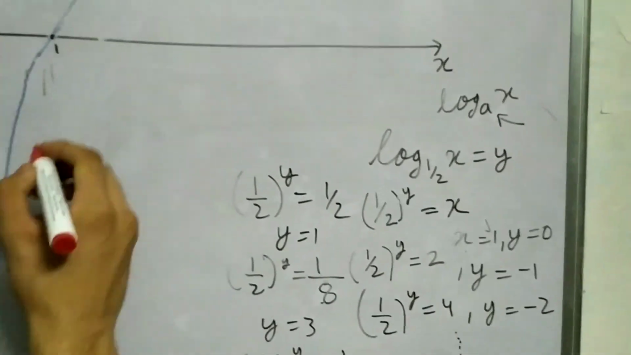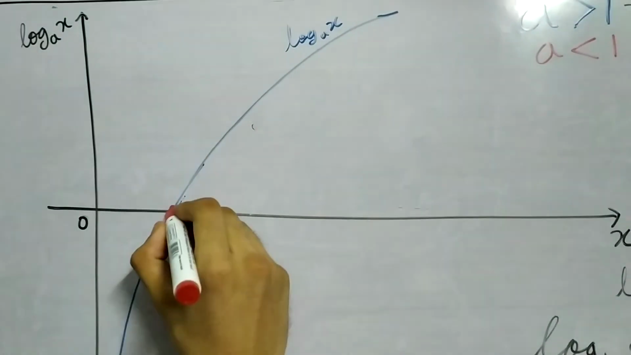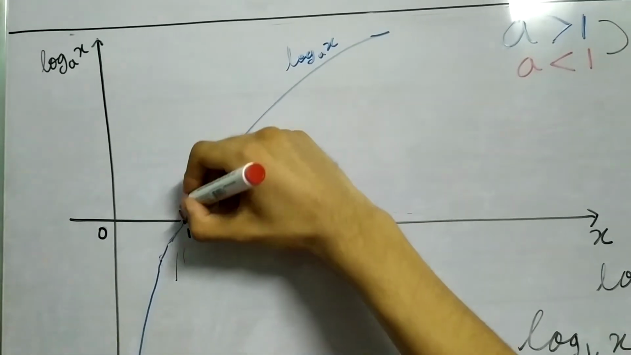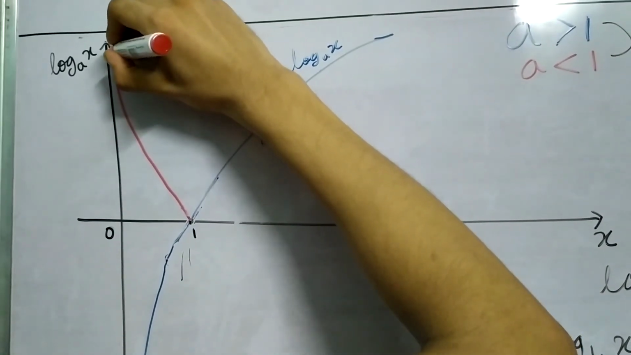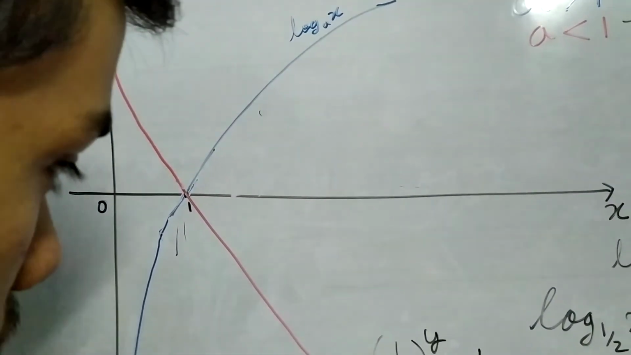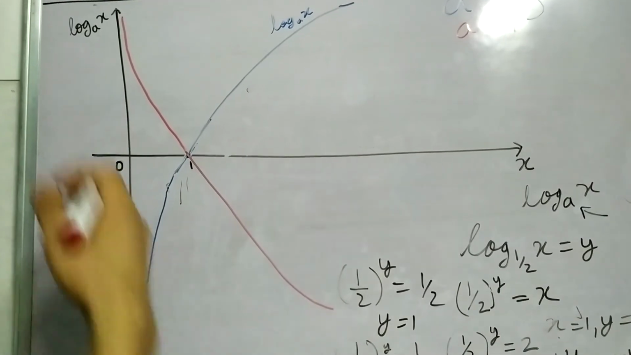So let me draw its graph. Again, 0 will be at 1, that's for all a's. So between 0 and 1, it should look something like this. And after 1, it looks something like this. It will go on.